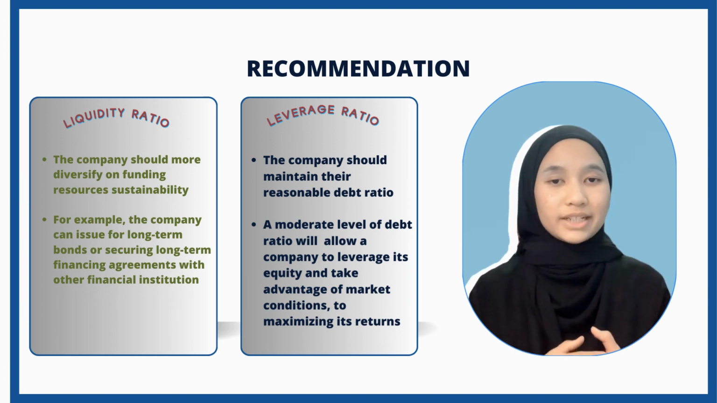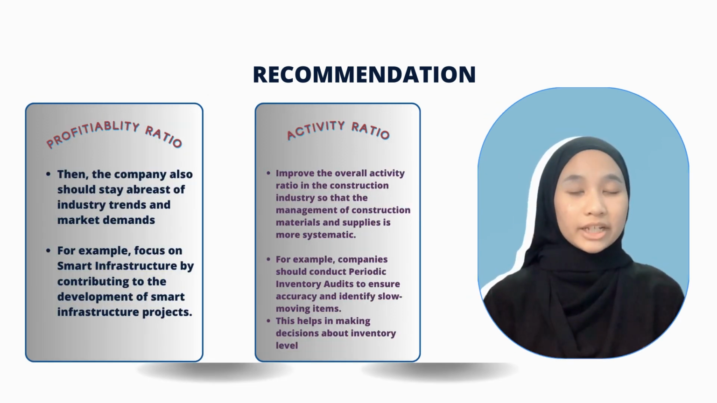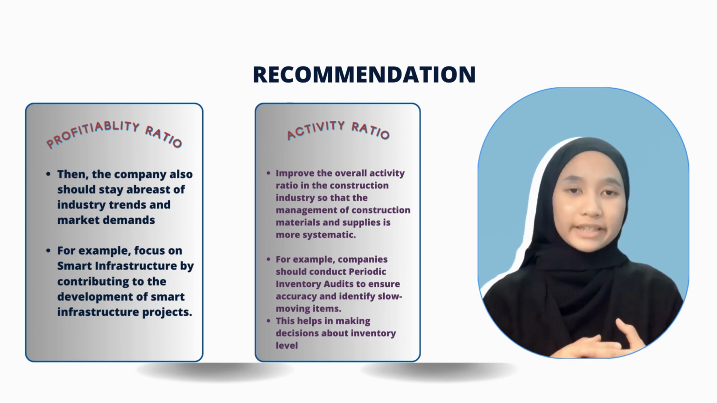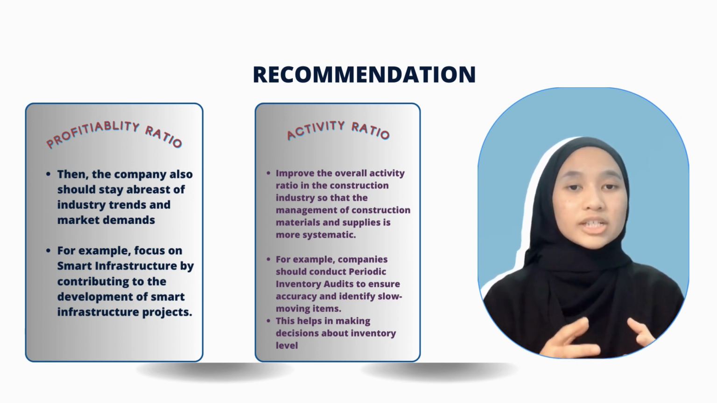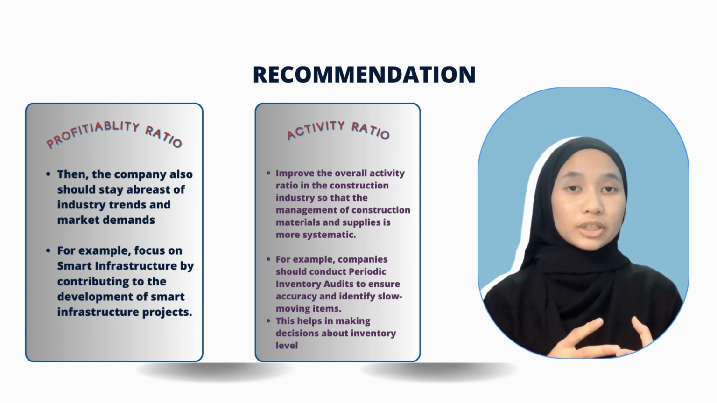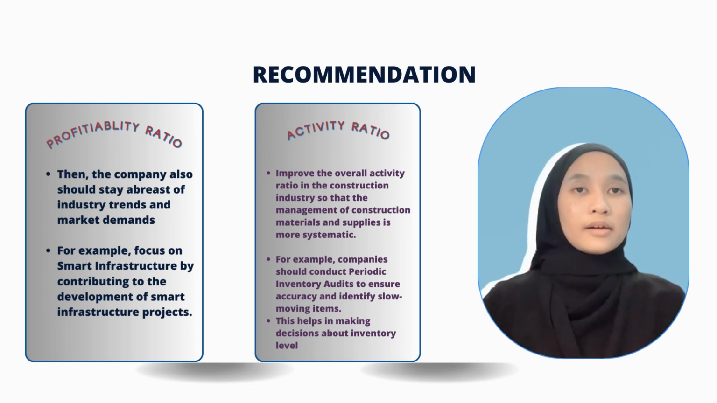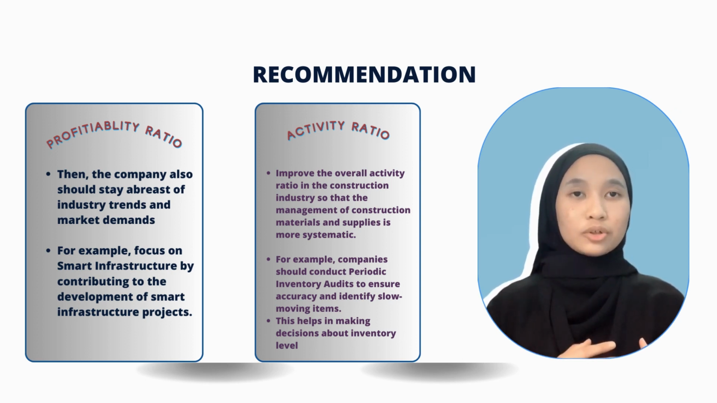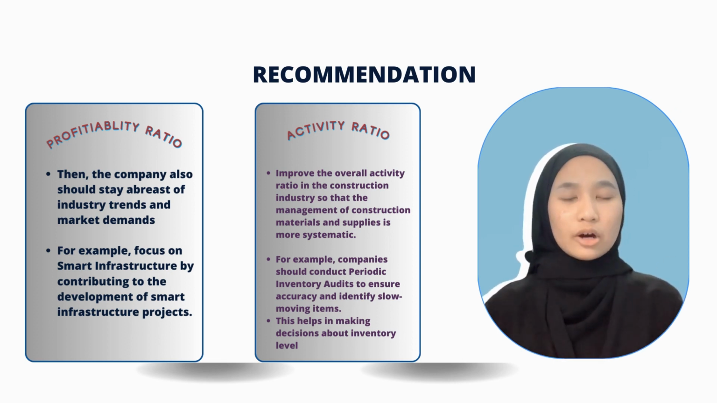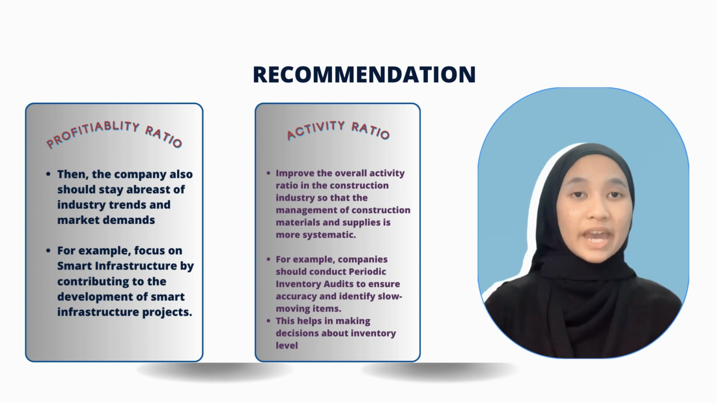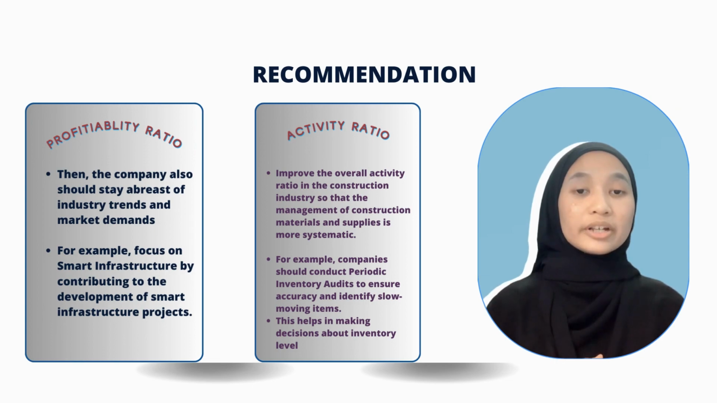Then, for profitability ratio, the company has to stay abreast of industry trends and market demands. For example, focus on smart infrastructure by contributing to the development of smart infrastructure projects. Lastly, for activity ratio, improve the overall activity ratio in construction. For example, conduct periodic inventory audits to ensure accuracy and identify slow-moving items. It helps in making decisions about inventory levels.